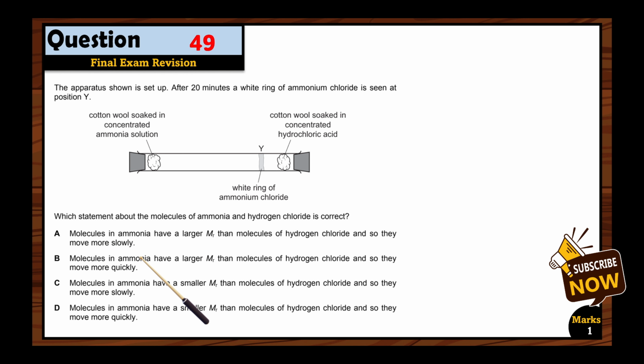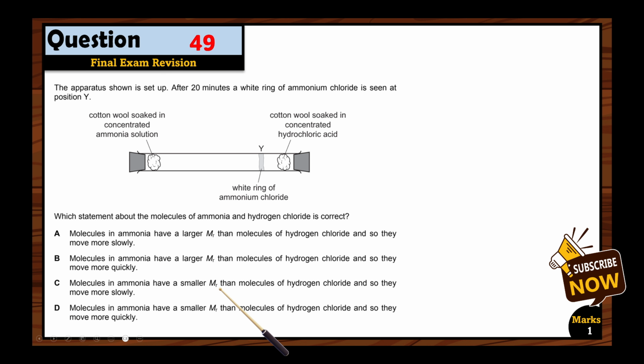Okay. Let's see question number 49. The apparatus shown is set up after 20 minutes. A ring of ammonium chloride is seen at position Y, right? So which statement about the molecules of ammonia and hydrogen chloride is correct? Now let's see. Molecules in ammonia have a larger molecular mass than the molecules of hydrogen chloride. That's wrong, because if you calculate from the periodic table, ammonia has a lower molecular mass. So option A is wrong. Option B is also wrong because they are again saying ammonia has a larger mass. So option C or D can be right.